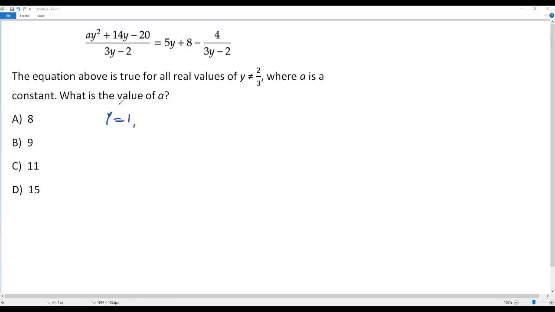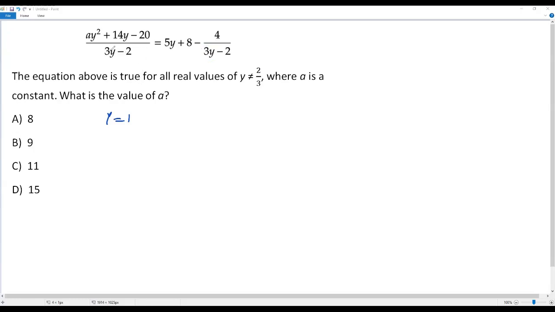Okay, now what I'm going to do is plug in y equals 1, then the equation must be true for y equals 1 according to the information we have. So here we have a question: why do I choose particularly 1 for y? When I plug in 1 for y over here, the denominator will become just 1, because 3 minus 2 becomes 1. Here also the denominator will become 1. So the fraction will be no more, and I can find the value of a in this equation easily.